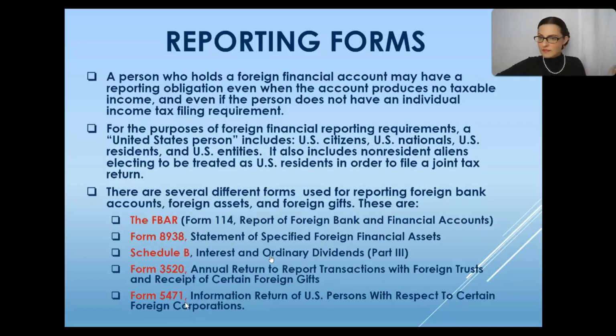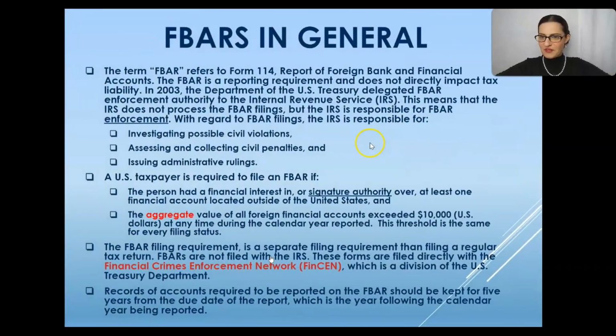from a foreign person. The Form 5471, which is the information return of U.S. persons with respect to certain foreign corporations. And I'm going to go over all of these briefly. Let's talk about the FBAR first. Let's get this one out of the way.